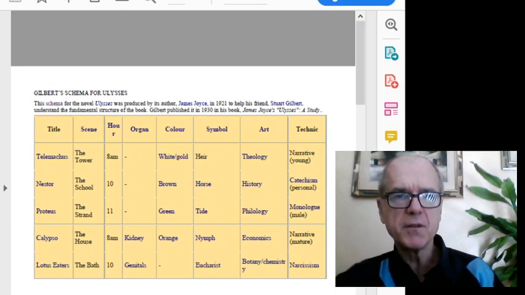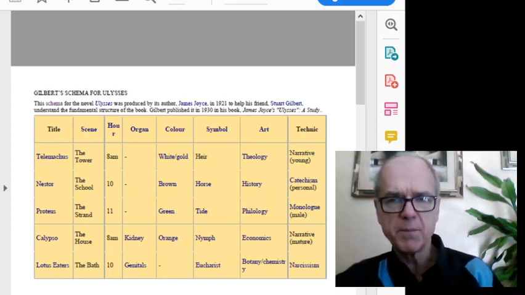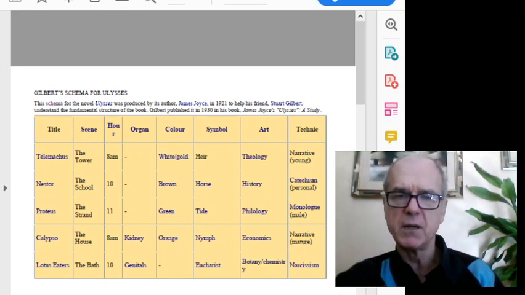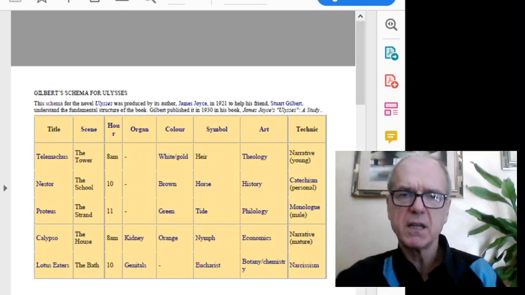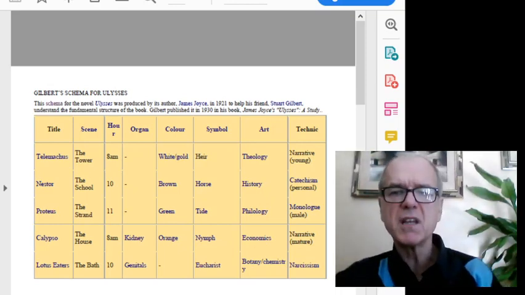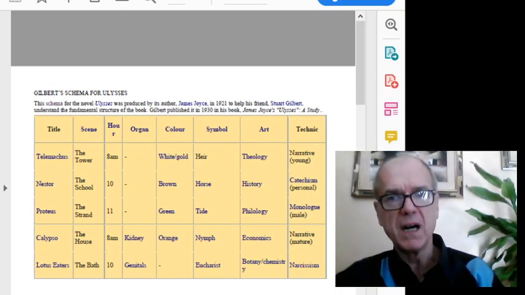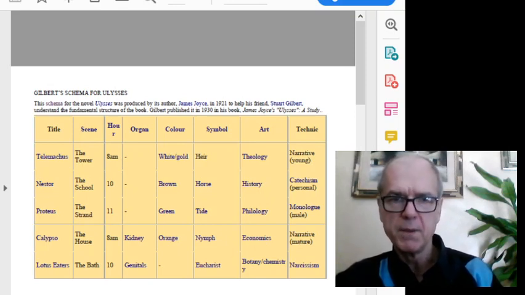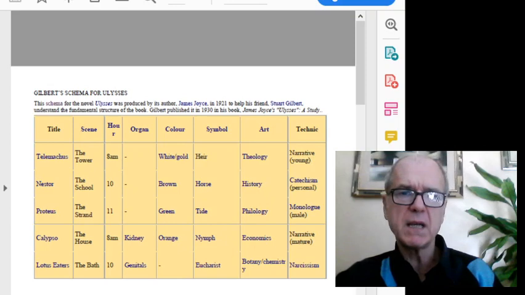Let's see just the scene of the first chapter, the tower, which is the place where Stephen lived, and the same place where Joyce also lived when he was in Dublin in 1904. The three techniques are quite traditional. Narrative young is a traditional technique. Monologue, when the strand is the beach. Monologue is a sort of stream of consciousness, but not so hard, not so extreme as the one of Molly Bloom. So let's move to the fourth chapter, Calypso.